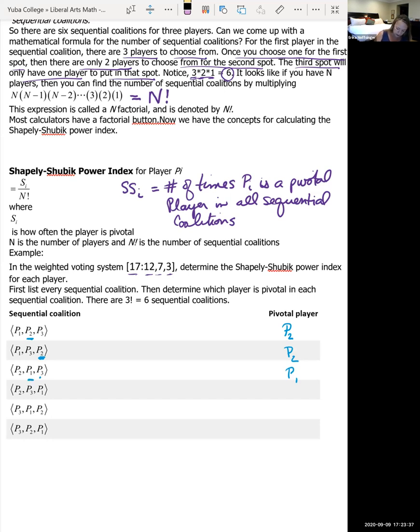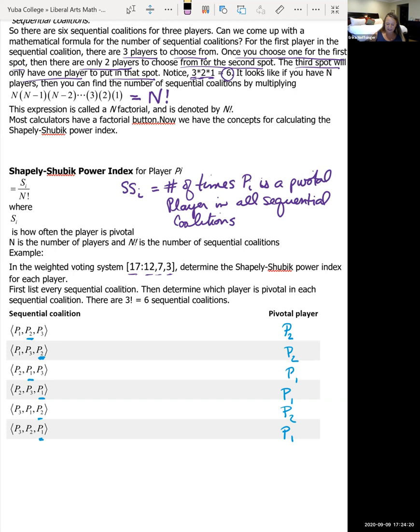Oops. P1 is also making that one a winning coalition, so they're a pivotal player. So P3, P1: 3 plus 12 doesn't make it a winner. And then P2: 3 plus 12 is 15, plus 7 is 22. P2 is a winner. So P3, P2, P1, P3, and P2, that's 7 plus 3 is 10. Did I add something wrong before? But P1 is making it.